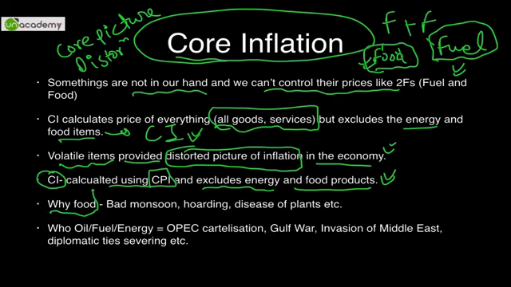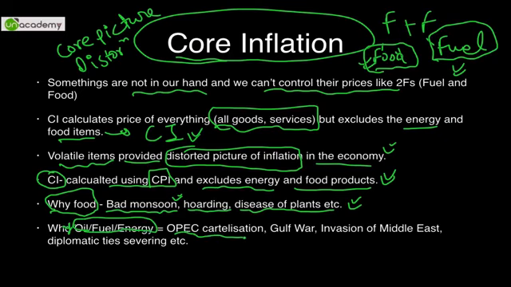Now why food? Because of bad monsoon, because of hoarding, because of disease of plants, as I have already told you. So it can increase or decrease. If monsoon is very good, food can increase. If there is good export, food prices can go up if there is more exporting. Anything can happen. Hoarders can do whatever they want to do. They usually stock lots and lots of material and they sell it when the prices are high. So why oil or fuel or energy?